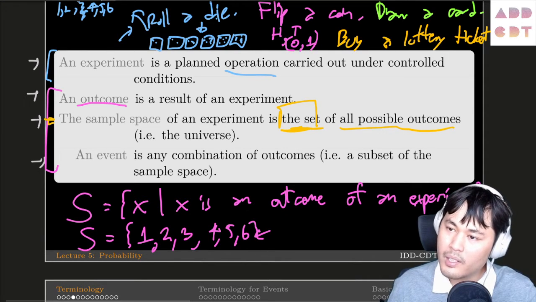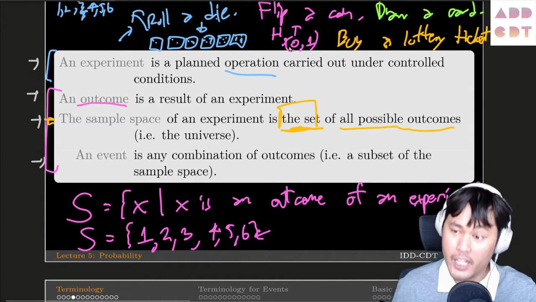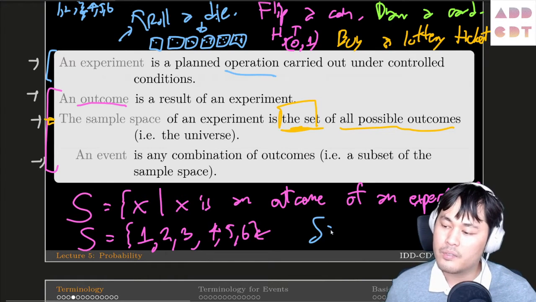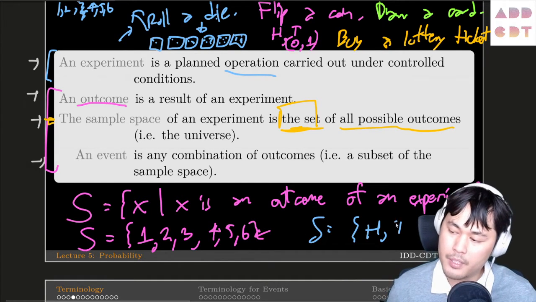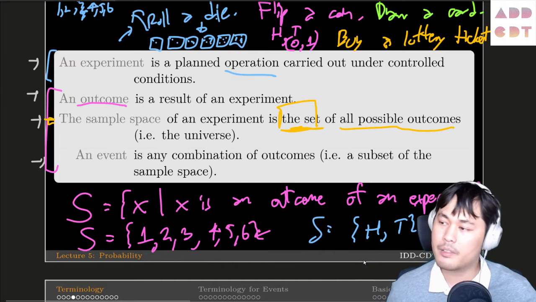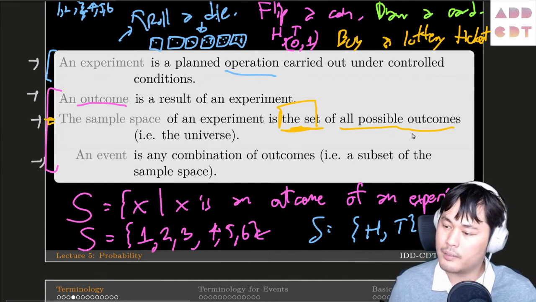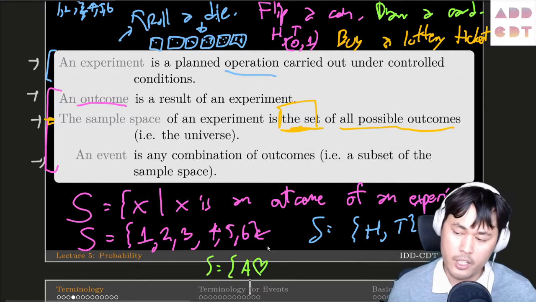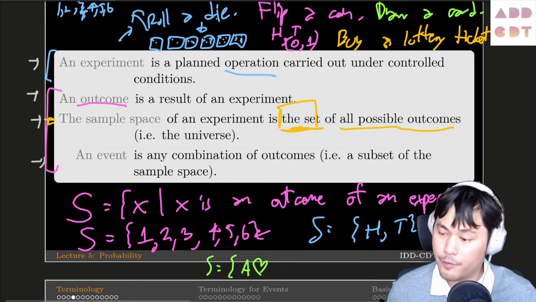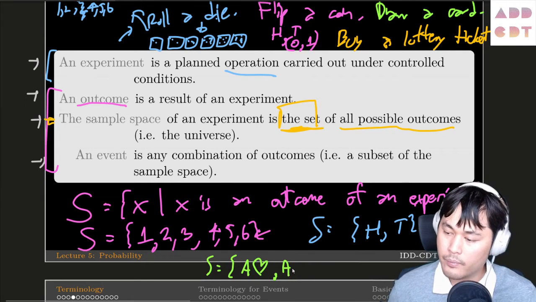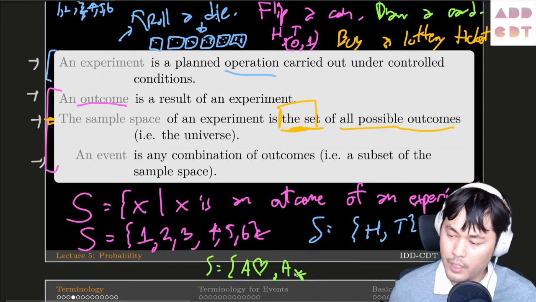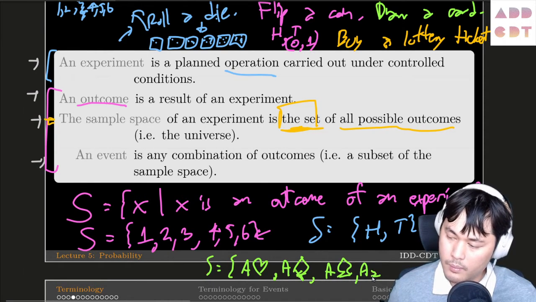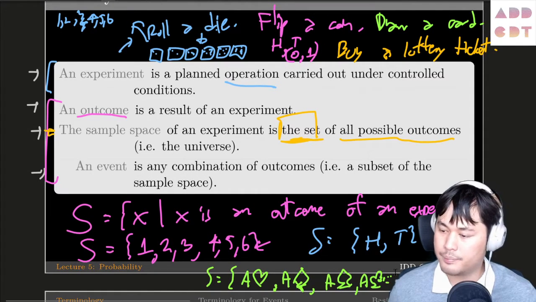Alright, what about the sample space of an experiment of flipping a coin? It will be the set with 2 outcomes, and those are the outcomes. If you draw a card, let's explain that in this notation, the face followed by the suit. We have ace of hearts, ace of diamonds, ace of spades, ace of clubs, and so on and so forth.